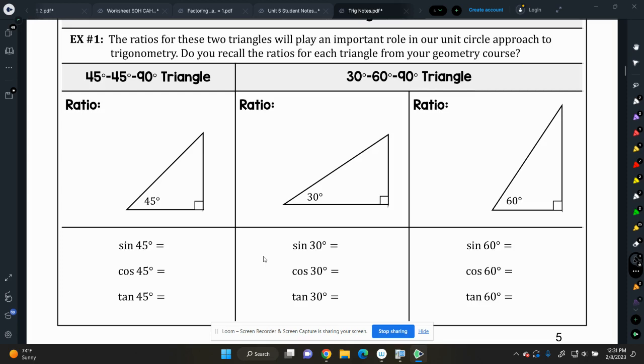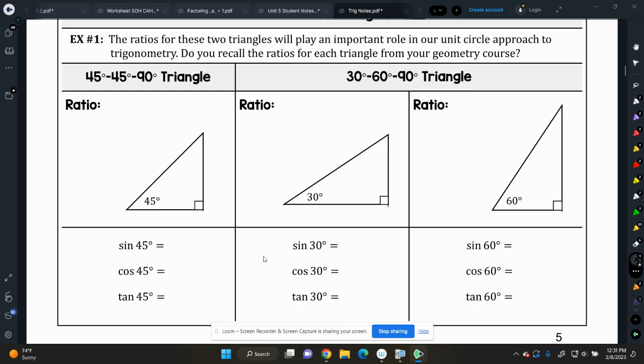You will most likely see these pop up on the SAT somewhere. You may not even recognize that they're there, because if you didn't recognize them as one of those common right triangles, then you didn't use it to benefit you. It can save you a lot of work if you recognize that it's there.